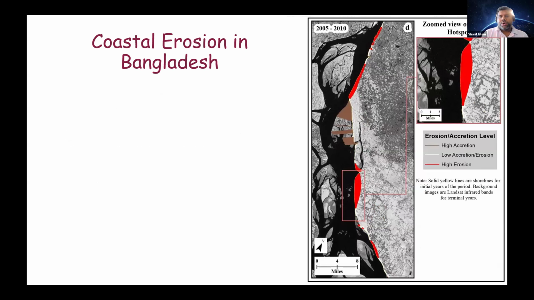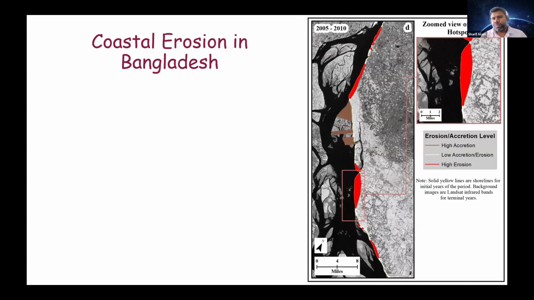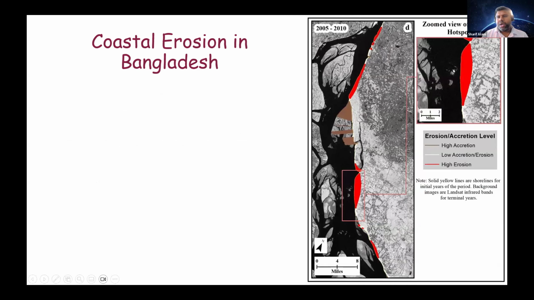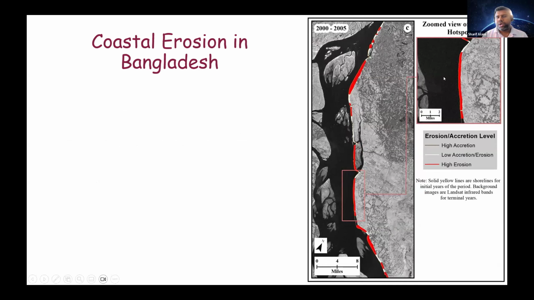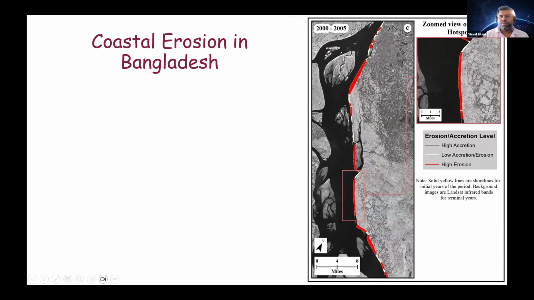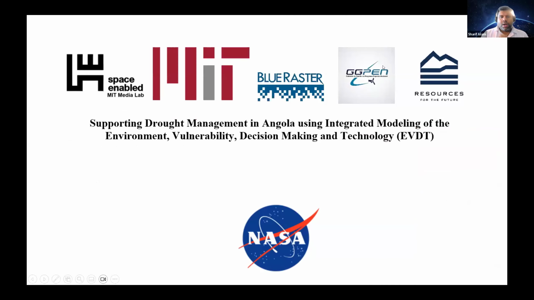This one shows the same thing, but every 5 years, how the shoreline is moving. It shows that some of the areas that we studied are very prone to erosion, and it's very extreme. If you look at the figure on the right side, it shows how the shoreline is moving every 5 years, and it's very extreme. I'm not going to talk about the entire project. I just wanted to give a glimpse that we are using satellite data for different issues.